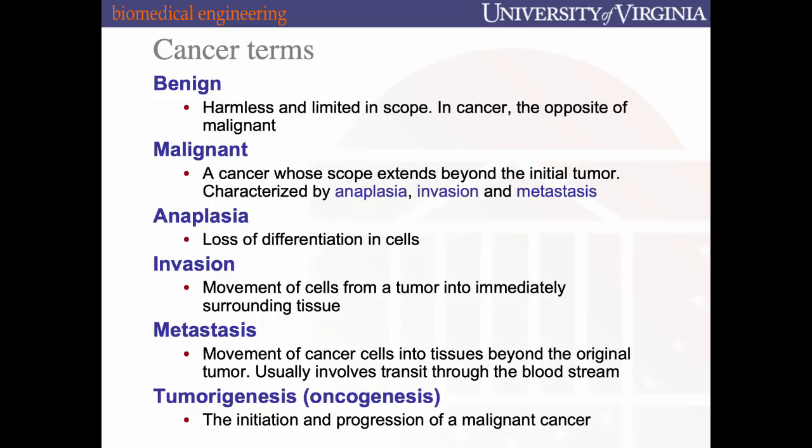These processes of malignancy, loss of differentiation, invasion, metastasis, are thought to accrue sequentially. And that process of accumulation of mutations, accumulation of changes, and the progression towards malignancy is called tumorigenesis or oncogenesis.